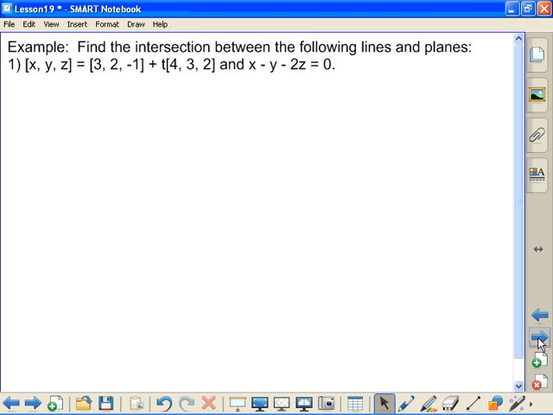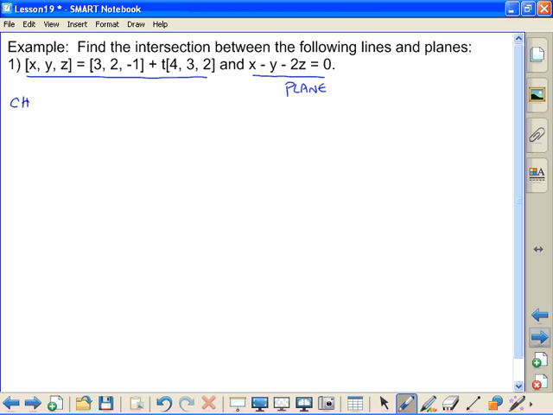And finding the intersection between the following lines and planes. So I've got 2 examples here to run through, and we want to find out what we're dealing with. So before I look at this, I have a line in vector form. So this is my line in vector form, and here's my plane. Only planes can be standard form, and we know it's a plane because there's a z component.